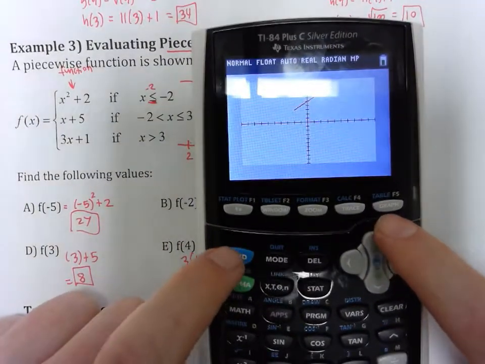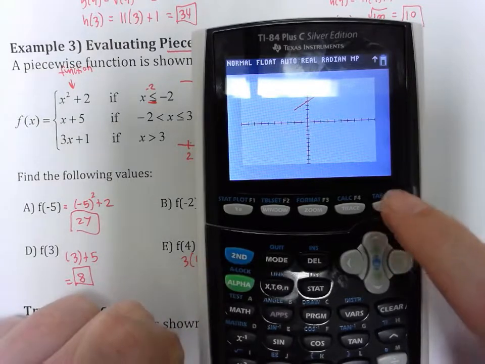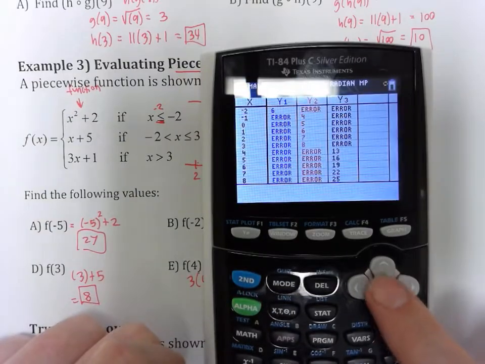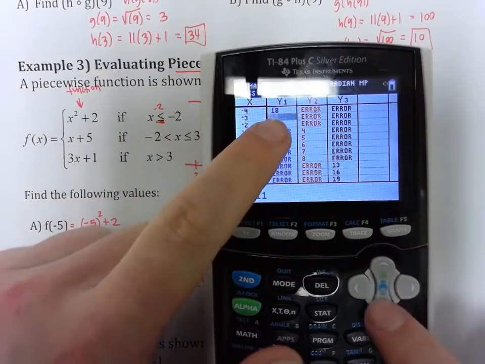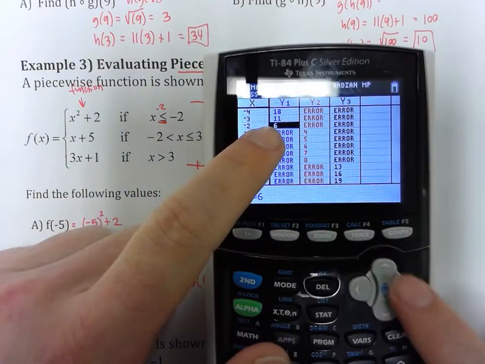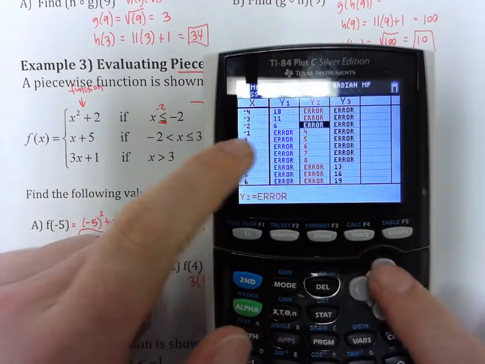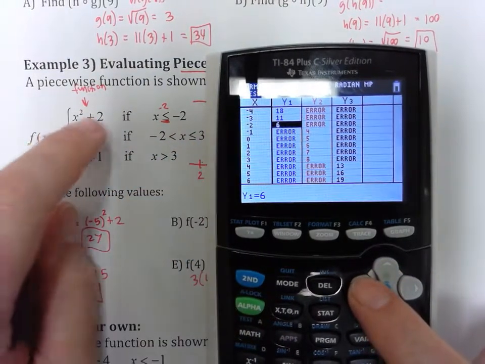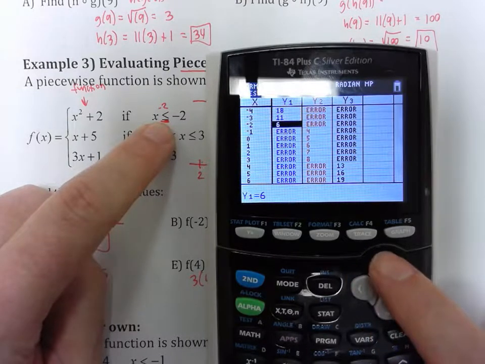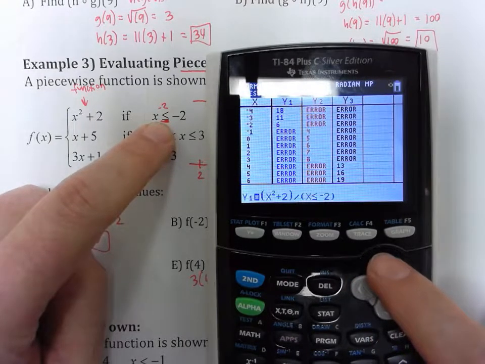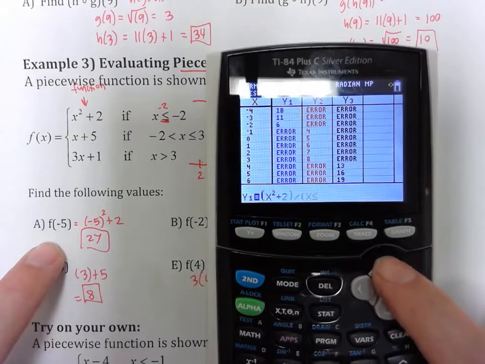You're going to get a table of values by going to second graph. The numbers that you see are your actual values. Anything that it says error, well, it's not going to work. Think about this. For that first function, I can only plug in numbers that are less than or equal to -2. So I can plug in -2, -3, -4. These are my outputs.